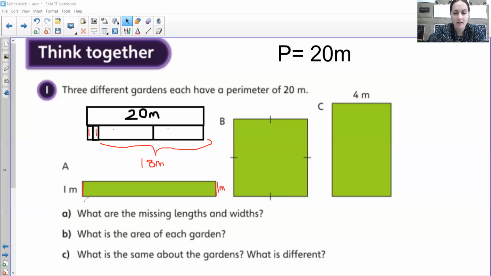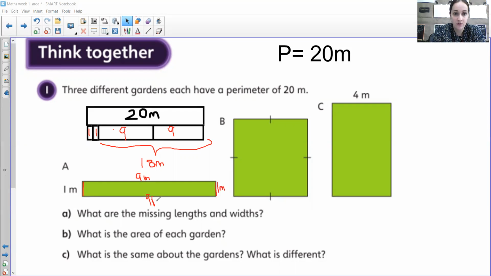Okay, how can I work out then what one length would be? Well, I know that these lengths are equal. I know that they are the same. So I need to do 18 divided by 2. So I know that each length is worth 9. So this is 9 meters and this is 9 meters.